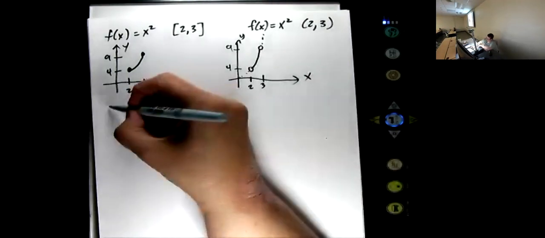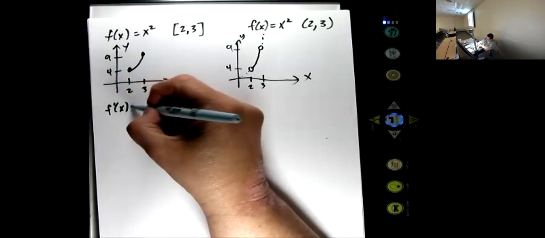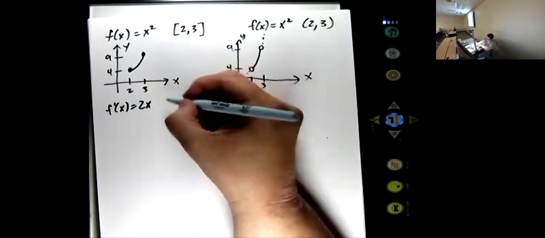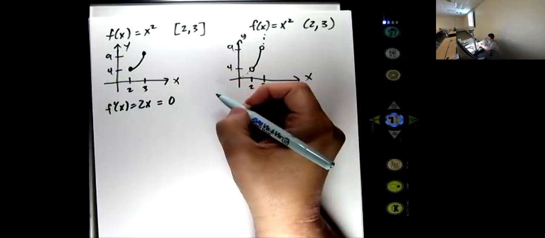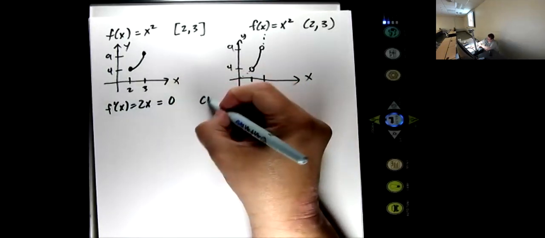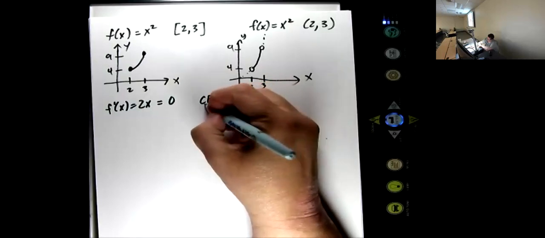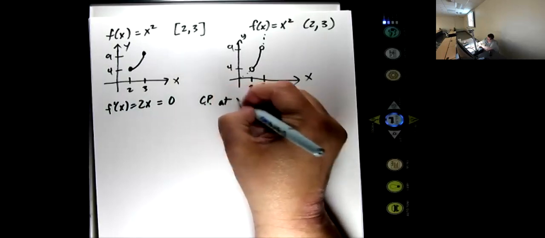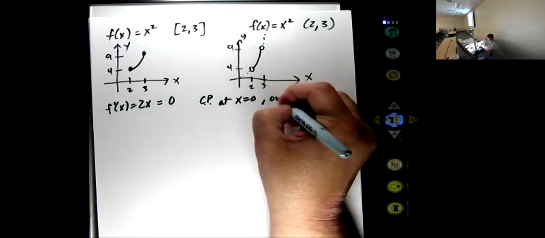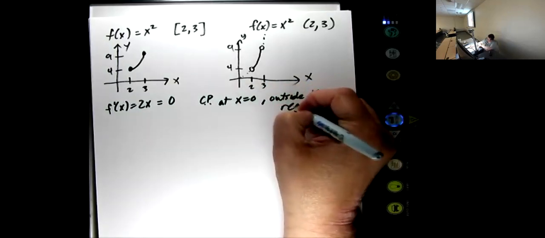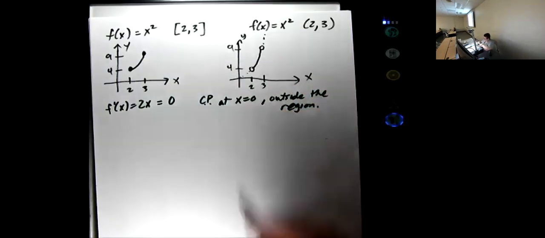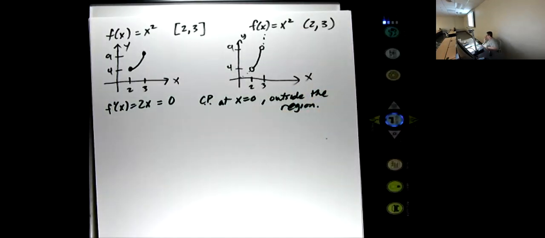f prime of x is 2x for both of them. And that has critical values where f prime of x equals 0. So our critical points are at x equals 0, which is outside the region. We said 2 to 3. So the only possible options we have are the endpoints.